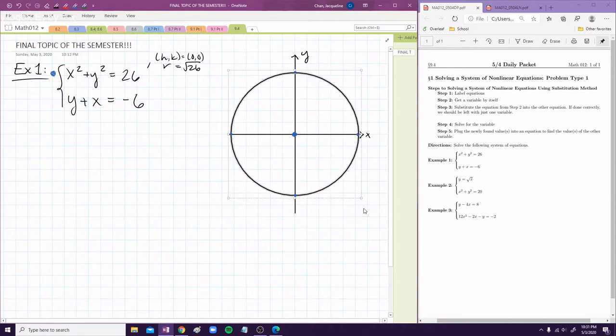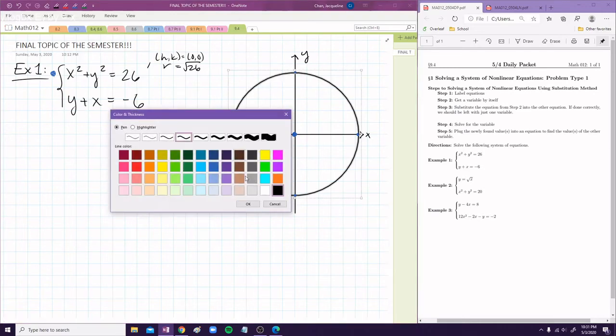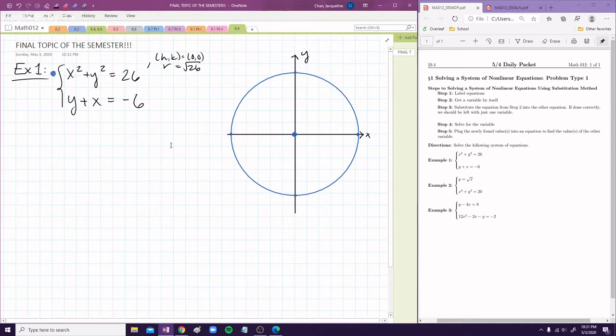Right. So this is what the first equation looks like. Let me color it blue so you know that that's the first equation. And then this one, y plus x is equal to -6. If we write it in y-intercept form, this is equal to y is equal to -x minus 6.